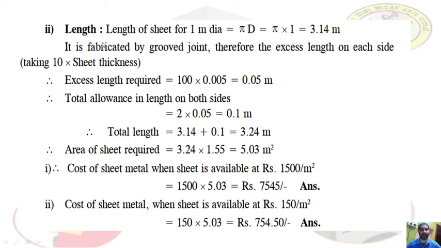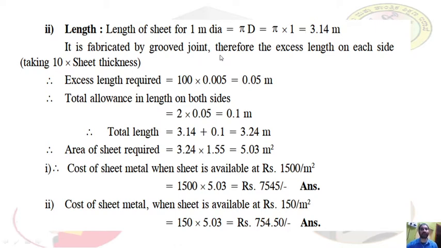In a similar way, the length of the sheet for diameter: the diameter of this drum is 1 meter. So the length of the sheet required for this diameter, you have to develop the circular portion, is pi into diameter. So pi into 1 is 3.14 meter of length of the sheet required for making dia of 1 meter. Just we are developing, so development requires 3.14 meter of length, and height of 1.55 meter is required.